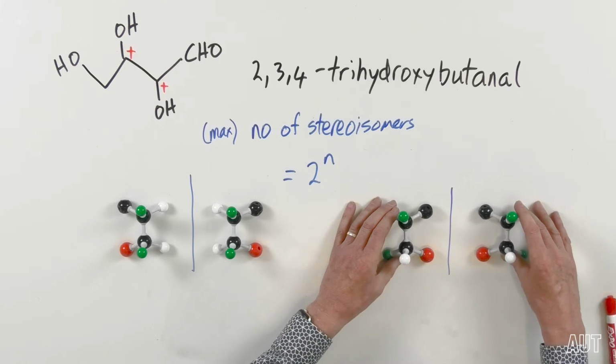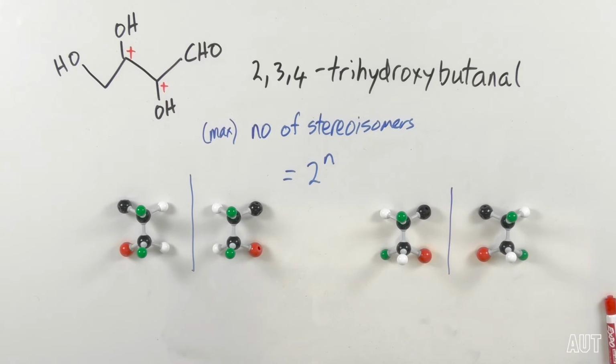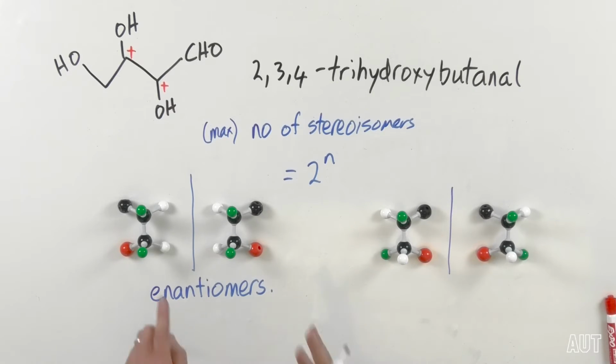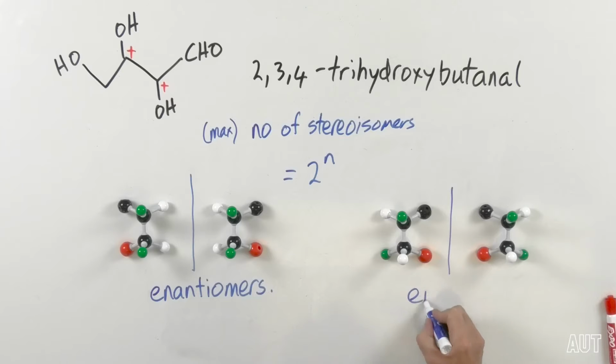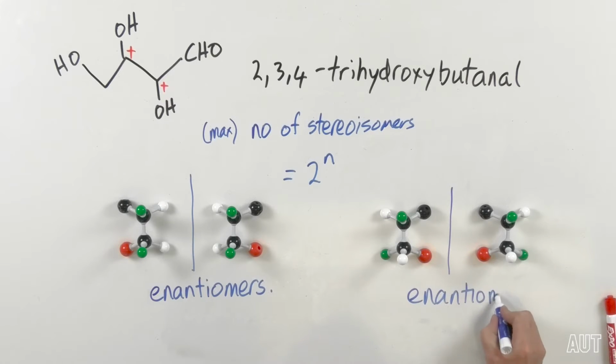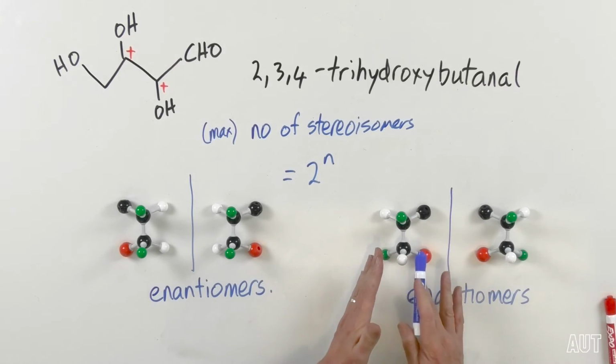And so therefore these two are non-superimposable mirror images of each other. So these two are related as enantiomers. One of these will rotate the plane of polarized light one way, the other one will go equal and opposite way, okay? These two are also related as enantiomers, okay? Same thing. This will rotate the plane of polarized light one way. This will go equal and opposite amount, okay, the other way.